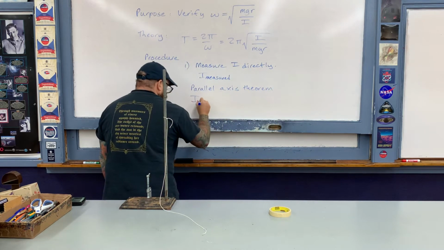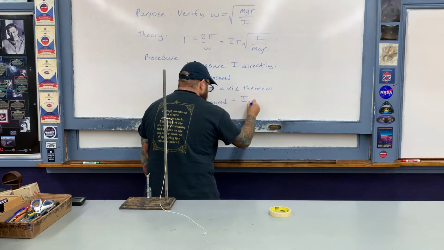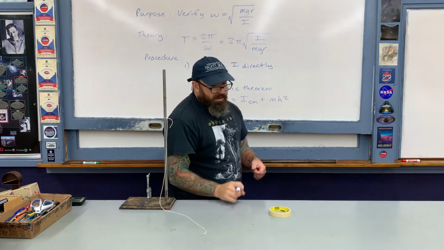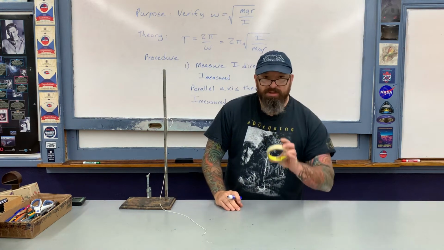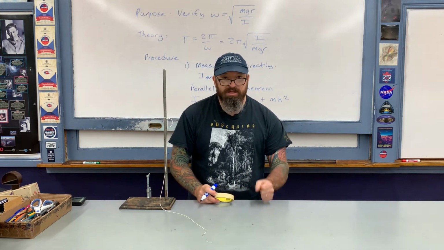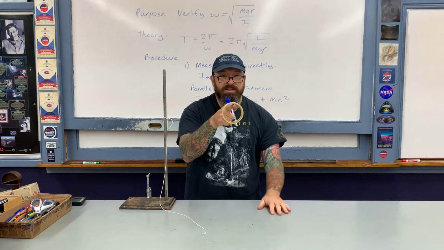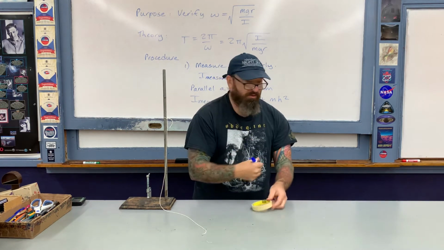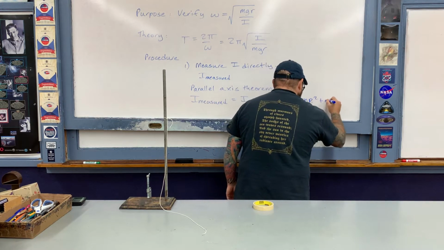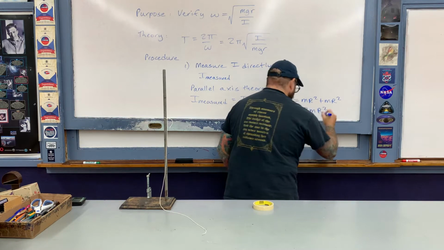Okay, so I measured using parallel axis theorem is going to be I_CM plus mh squared. Recall that I_CM for a hoop is mr squared, and obviously the value of h, the distance from the axis passing through the center of mass to this new axis up here like so, is just equal to the radius of the hoop. So I'm going to rewrite this as mr squared plus mr squared, which is equal to 2mr squared.